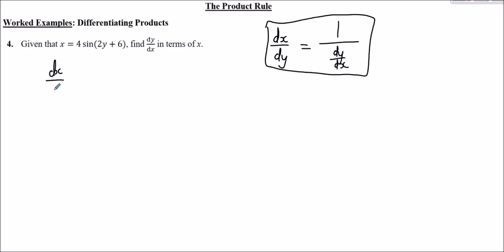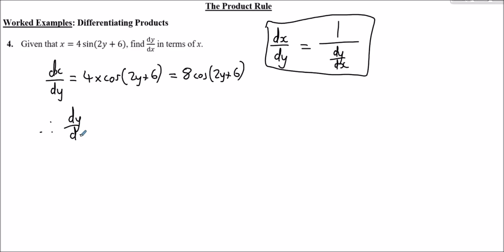So if x is 4 sine 2y plus 6, then dx by dy, sine differentiates to cosine, and this constant 2 will come to the front. So sine 2y plus 6 differentiated with respect to y will become cosine 2y plus 6, which of course is just 8 cos 2y plus 6. So therefore dy by dx will be the reciprocal of that. So dy by dx is going to be 1 over 8 cosine 2y plus 6.